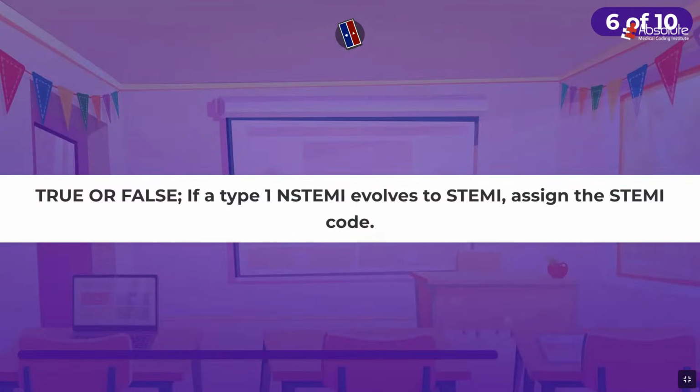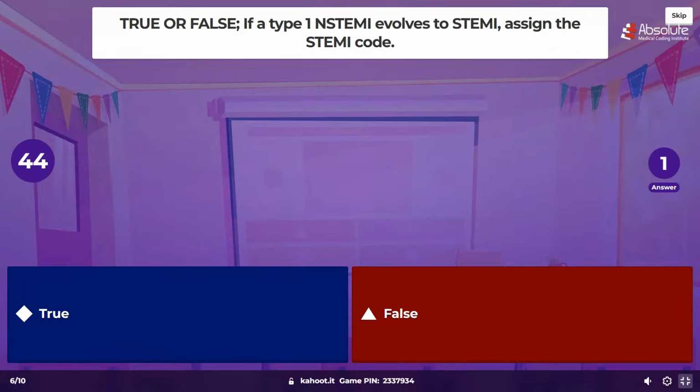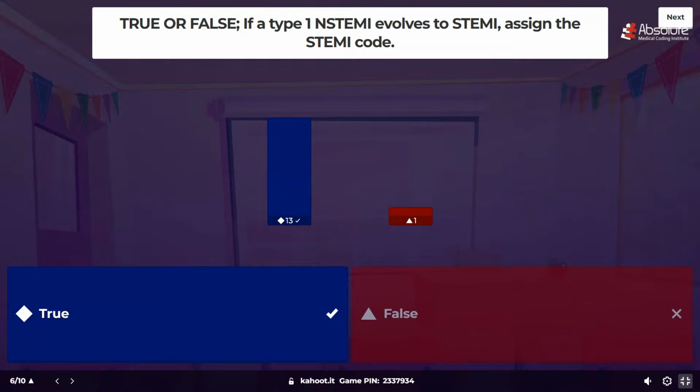True or false? If type 1 NSTEMI evolves to STEMI, assign the STEMI code. Is that true or false? If a type 1 NSTEMI evolves to STEMI, assign STEMI code. What are we thinking? Look at those guidelines to help you. You still got a few seconds. True or false? Oh my goodness, you guys did amazing on this one. Yes, it is going to be true. Great work, everyone.